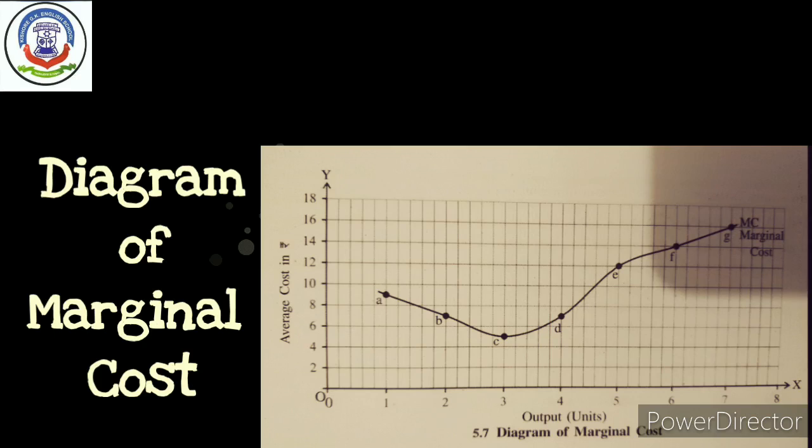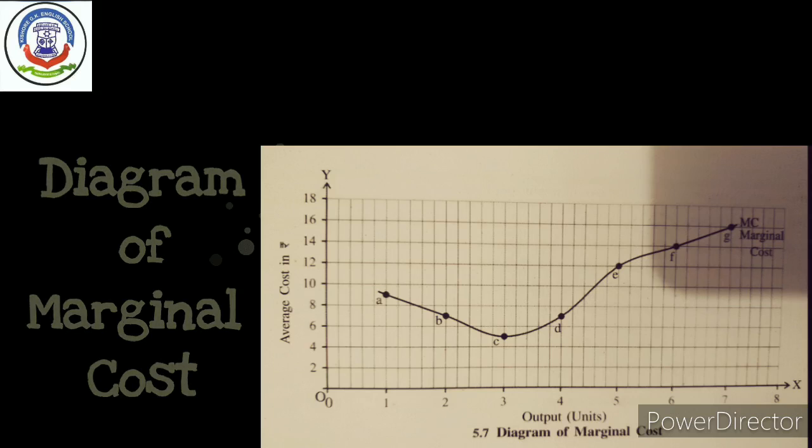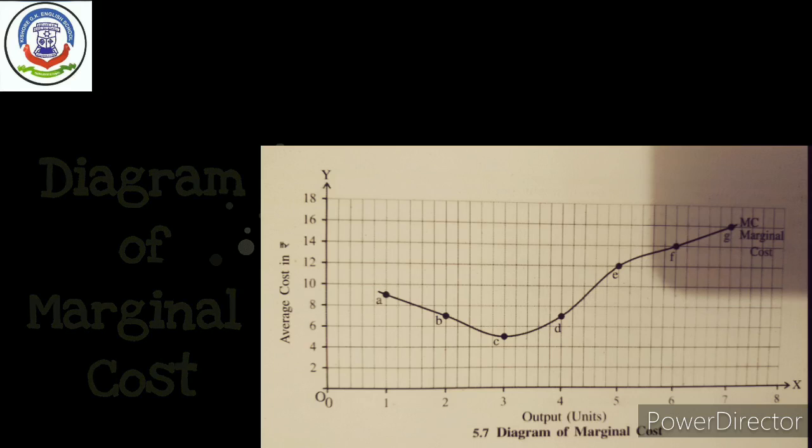In the diagram, the marginal cost curve is like a hockey stick. Till the third unit, marginal cost is decreasing, so the marginal cost curve has a negative slope. After the third unit, with the increase in production, marginal cost increases. Therefore, the marginal cost curve has a positive slope.